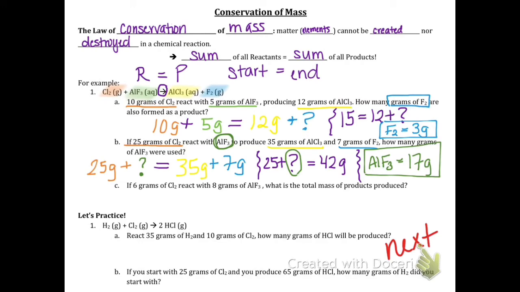If 6 grams of chlorine react with 8 grams of aluminum fluoride, what is the total mass of products produced? Okay, so we have information about chlorine. We have information about aluminum fluoride, and it wants to know the entire product side. So here we have 6 plus 8 equals our products. So products must then equal 14 grams.